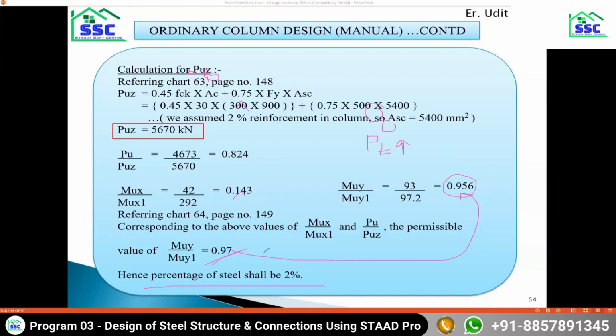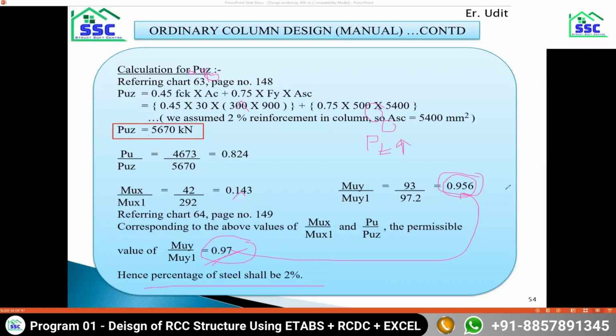Okay. Now, how much margin to keep in the design? It depends upon the designer. But if you see Etabs, it gives you a design without any margin. See, our permissible factor was 0.97 and our design value is 0.956. It is very close. Etabs is not keeping any margin.